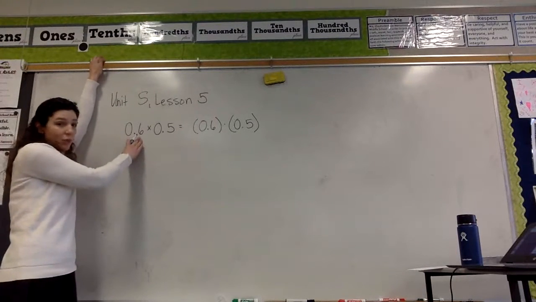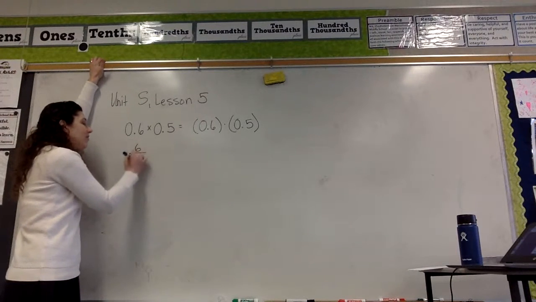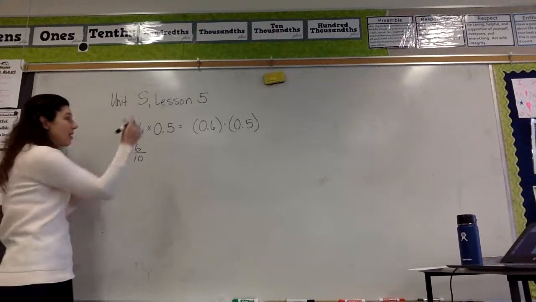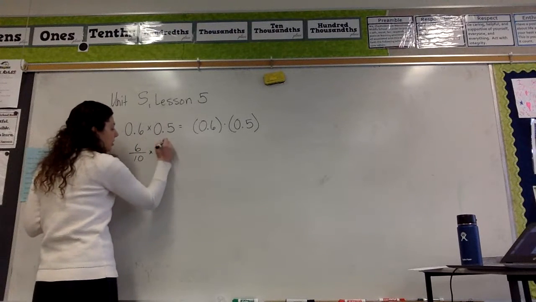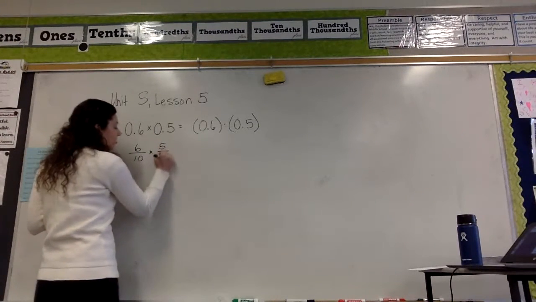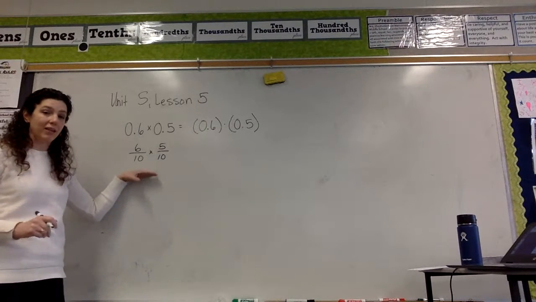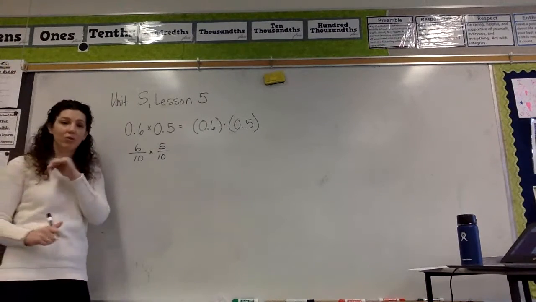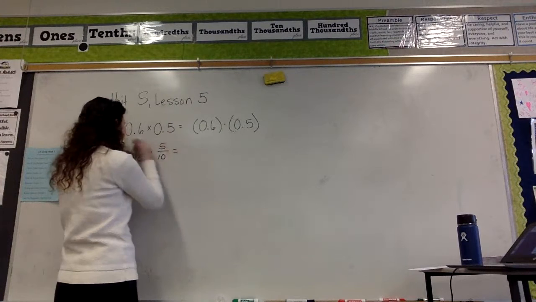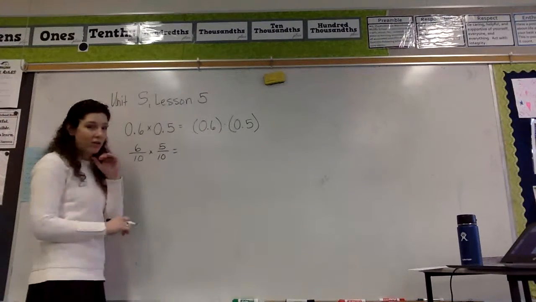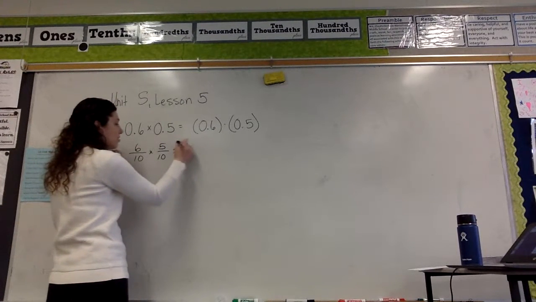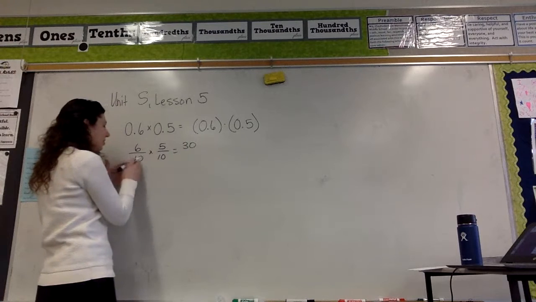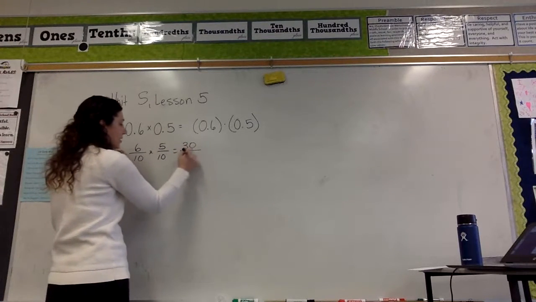So 6 tenths is both a decimal and a fraction, right? 5 tenths is a decimal. It is also a fraction. So I can think about multiplying like this. We have an algorithm for multiplying fractions where we multiply our numerators, our numbers on the top. 6 times 5 is 30. And then we multiply our numbers on the bottom. 10 times 10 is 100.